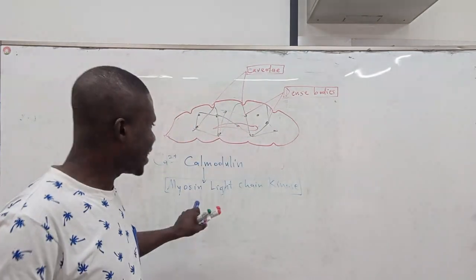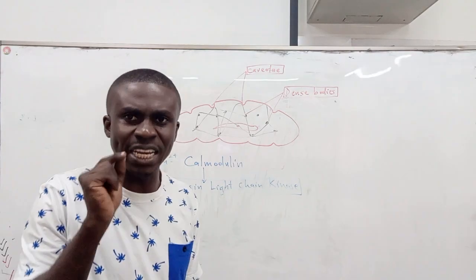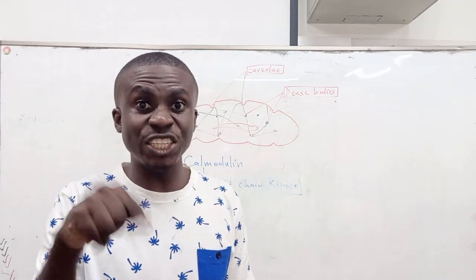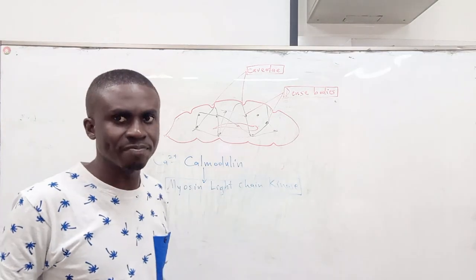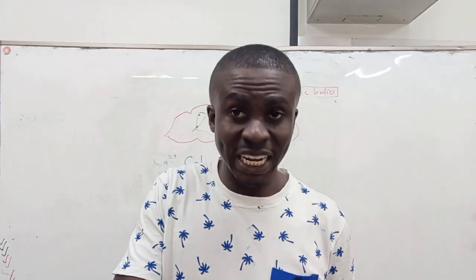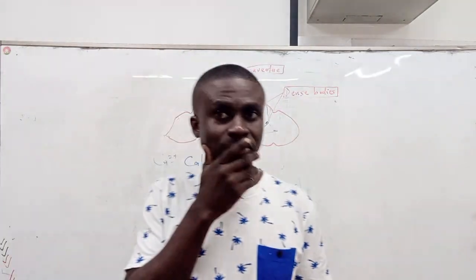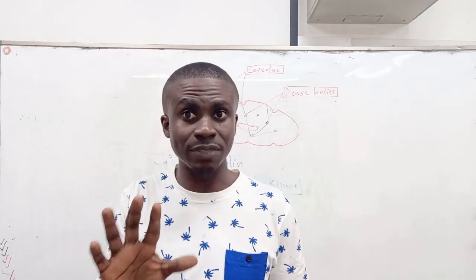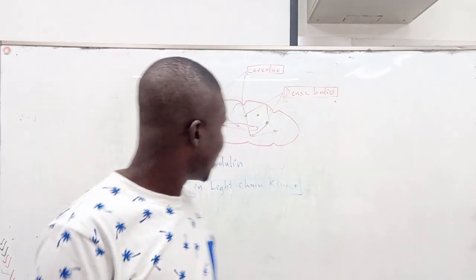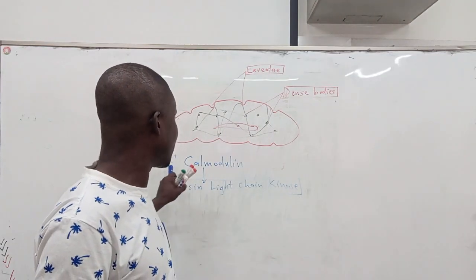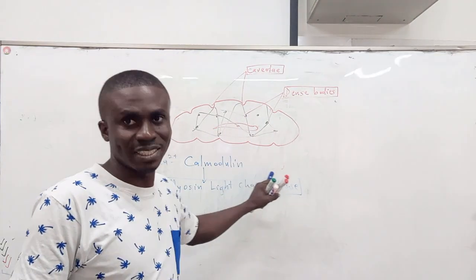And so the enzyme which is going to phosphorylate the myosin light chain is what we call myosin light chain kinase. But initially it was inactive. Yes, that's what I want you to know. Now its activation is going to come from, of course, this calcium-calmodulin complex.